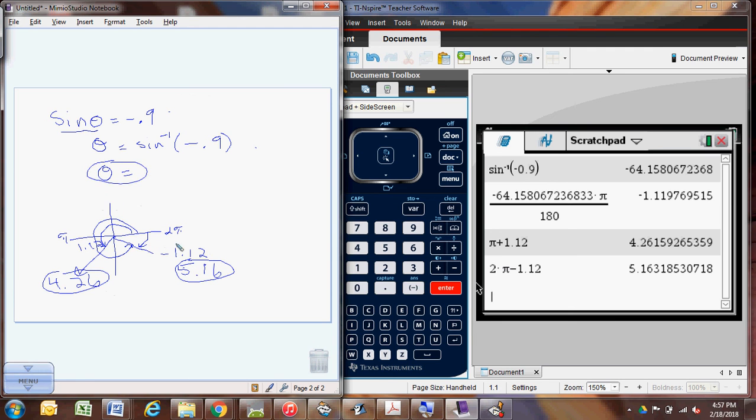So even though the calculator gave us negative 1.12, that's not in the range of acceptable answers for this problem, because this problem says give answers between 0 and 2 pi. So we took that answer and converted it to two answers that are between 0 and 2 pi. That's one way to do the problem. I'll show you another way here in a second of how to do these types of inverse trig function problems using your calculator.